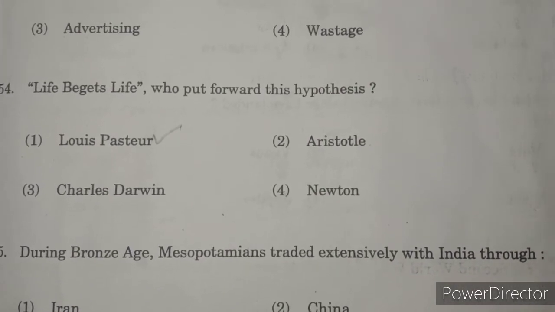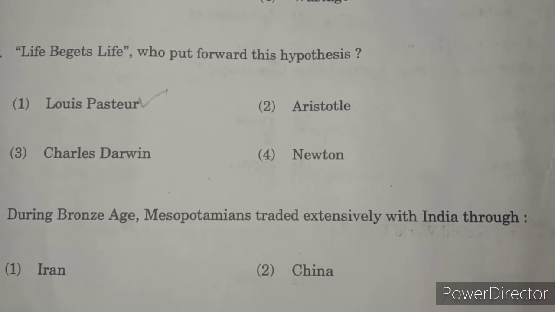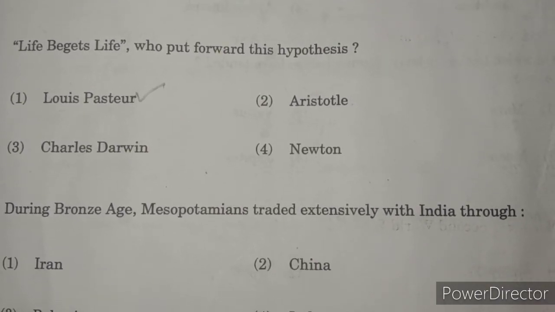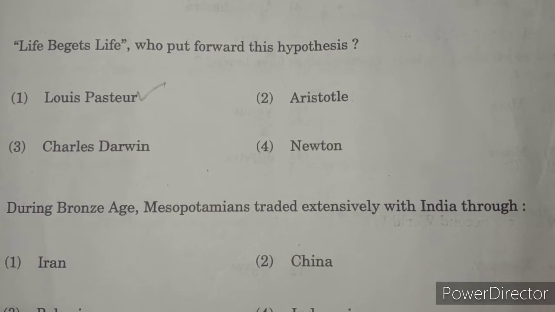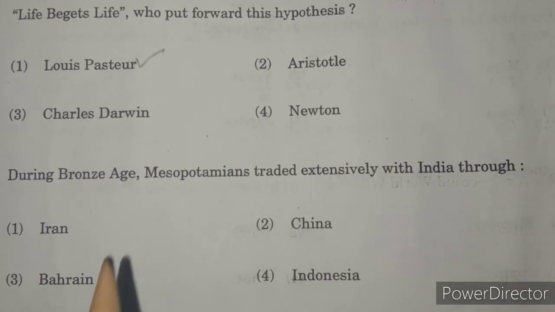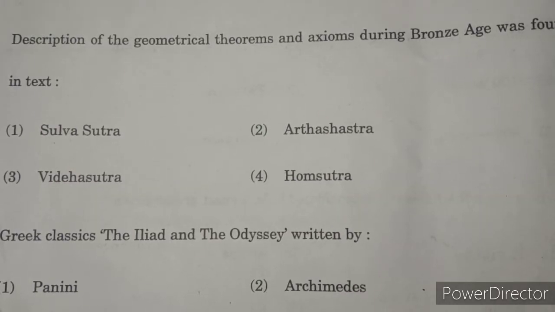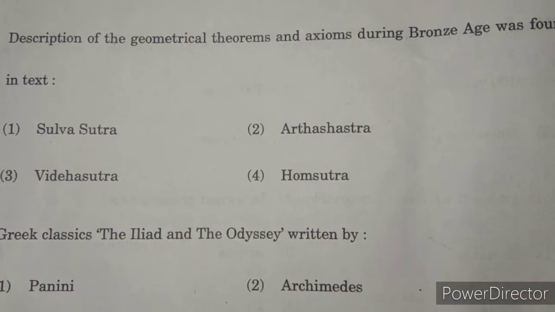During Bronze Age, Mesopotamians traded extensively with India through, first is correct answer, Iran. Next question. Description of the geometrical theorems and axioms during Bronze Age was found in the text. Answer is Sulva Sutra.